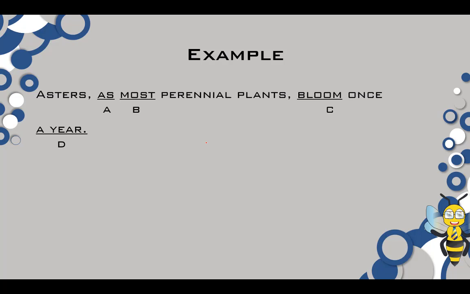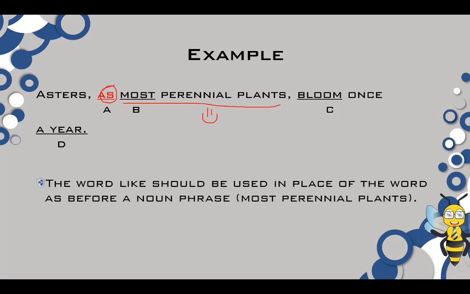What about this one? Asters, as most perennial plants, bloom once a year. That's right. Most perennial plants is the subject. There is no verb in this phrase, so we should not use as. We should use like. Okay? Girls, questions between the uses of like and as? No questions? Perfect.